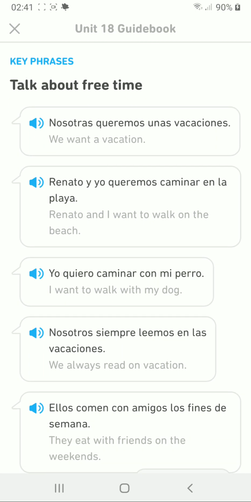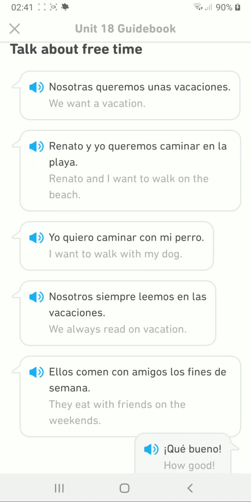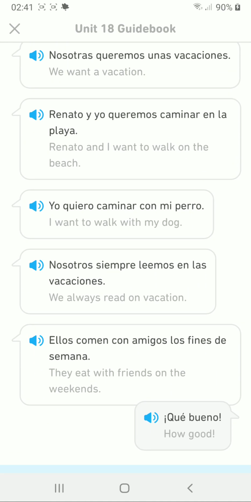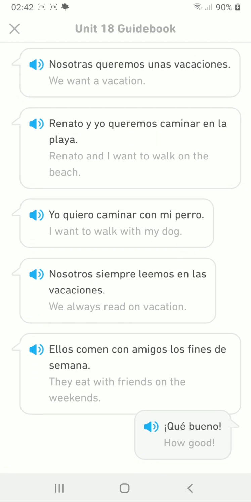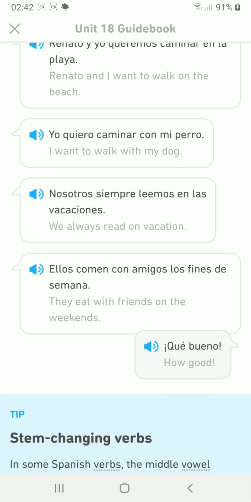Renato y yo, so y it's and. Renato y yo queremos caminar en la playa. En la playa, it's on the beach. Playa, you have heard it a lot in songs and so on. En la playa, caminar is to walk. Camino, el camino is the road, but caminar is to walk. Yo quiero caminar con mi perro, with my dog. Yo quiero, I want, caminar, to walk with my dog.